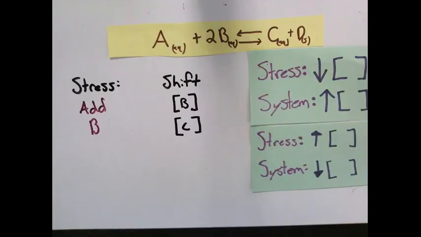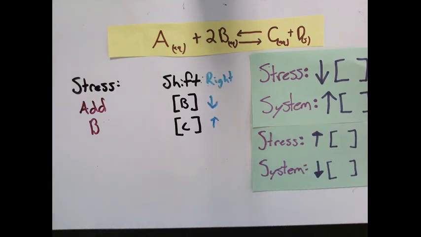Let's do a practice problem. What would happen to this chemical reaction if we were going to add B? Pause. What do you think? In this case, it would cause it to shift to the right, which would decrease the amount of B we have, but would increase the amount of C.